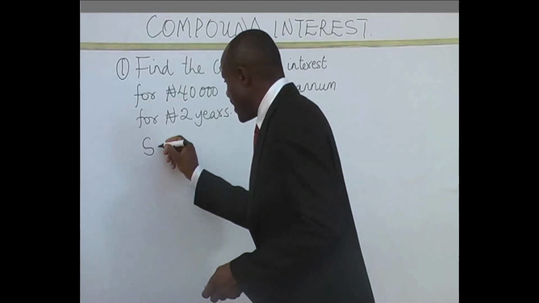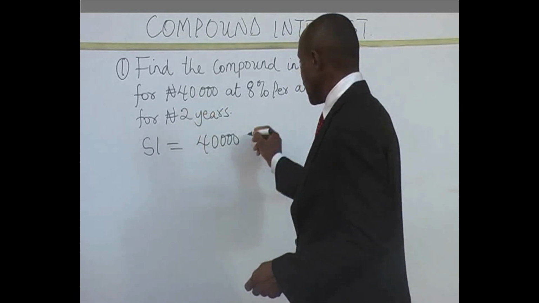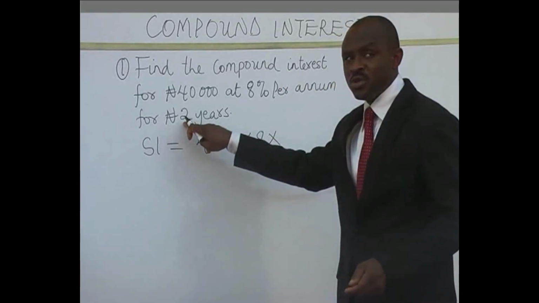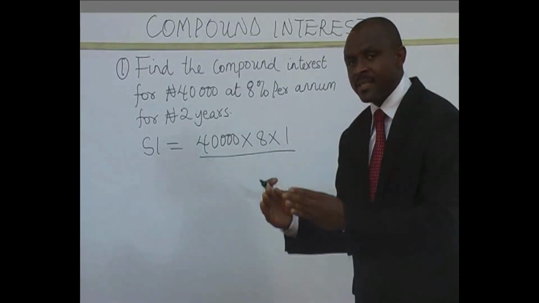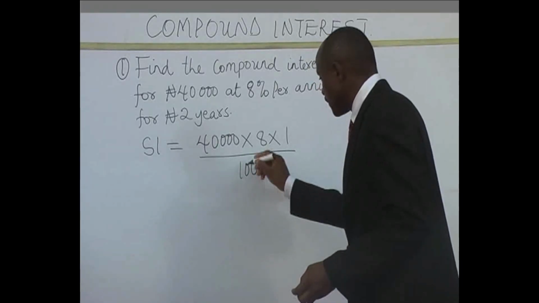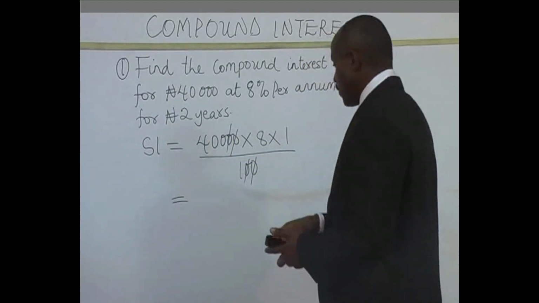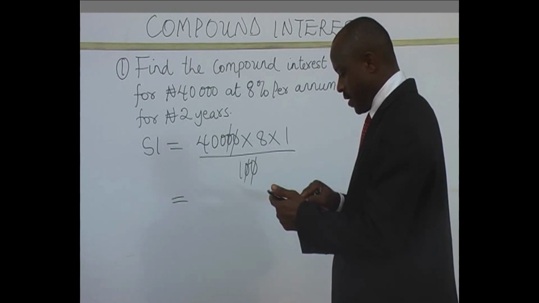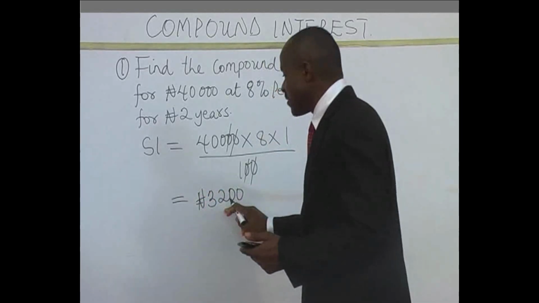What you will do is find the simple interest for the first year. Simple interest is principal, which is 40,000, times rate, which is 8%, times time. You are not going to use 2 as time. Always it will be 1 because you are calculating the simple interest on each year as the years progress, divided by 100. You can cancel this, cancel this. So we have 400 times 8. 400 times 8 will give us 3,200 naira. So this is the interest for the first year.